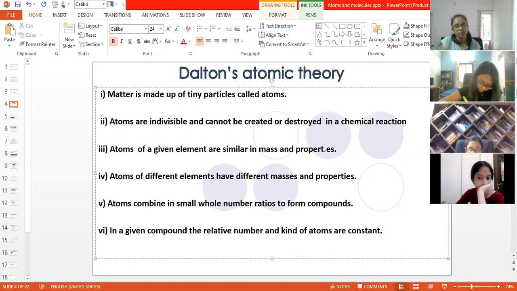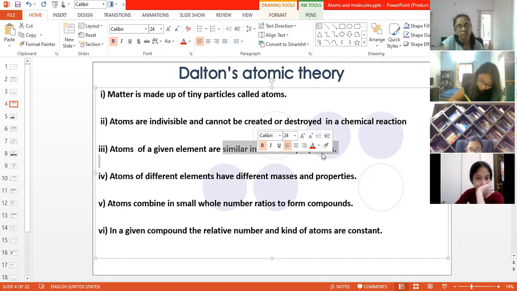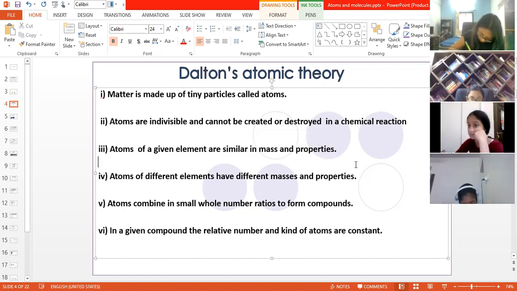Someone, go ahead. So the third one is proven wrong. Correct, if you discard the isotope part of it, right? That's what you're hinting at, right? Yes, but here what you should say is, if you take carbon isotope 12, all of them are similar to each other. Very good catch though.